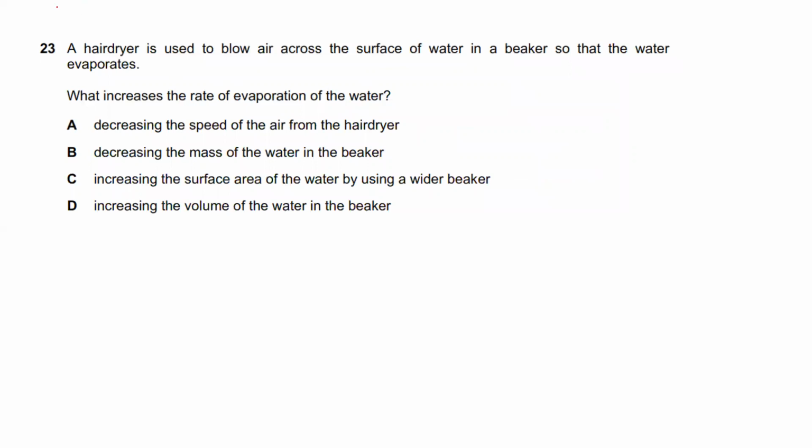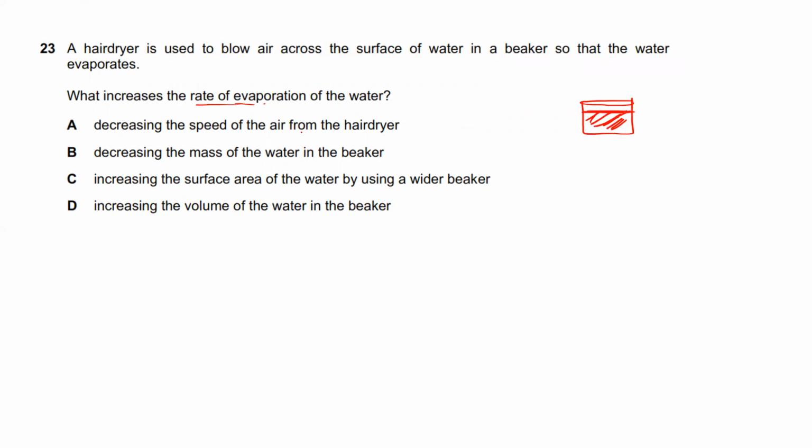Next question, question number 23. It says a hair dryer is used to blow air across the surface of water in a beaker so that the water evaporates. What increases the rate of evaporation? So, the rate of evaporation of water. For example, this is the beaker we have, and this is the water.